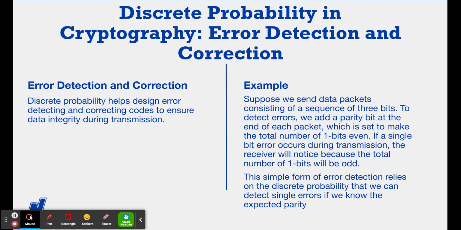If a single bit error occurs during a transmission, the receiver will notice an odd number of 1 bits rather than the even number that we indicated earlier, indicating an error. This basic form of error detection demonstrates how discrete probability can help ensure data integrity during transmission.